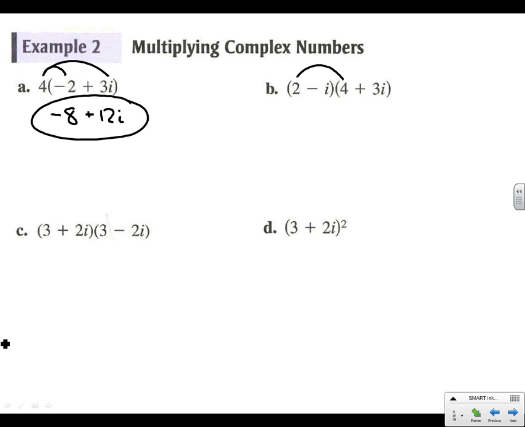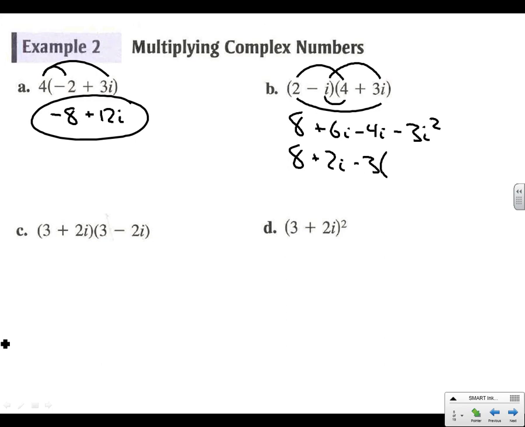Same rules apply. First, outside, inside, last. And so here comes the kind of new part, minus 3i squared. Remember what i squared is? Let's put these together first, plus 2i. i squared is -1. Because i is the square root of -1, i squared just becomes -1. All right, so now we can clean this up and make it 8 plus 3, which is 11. -3 times -1 becomes positive 3.